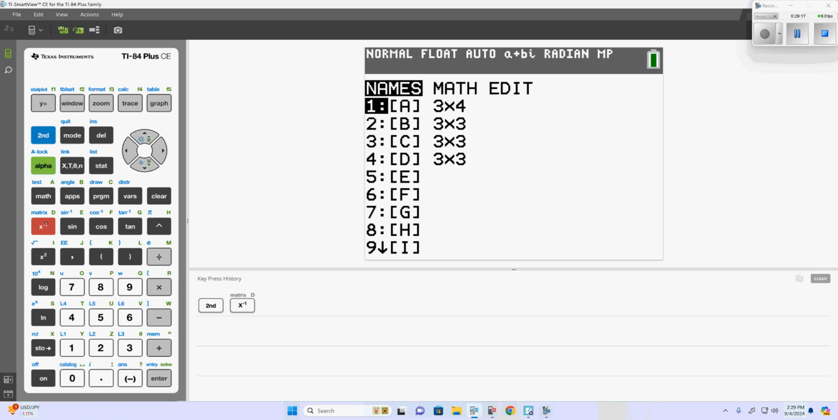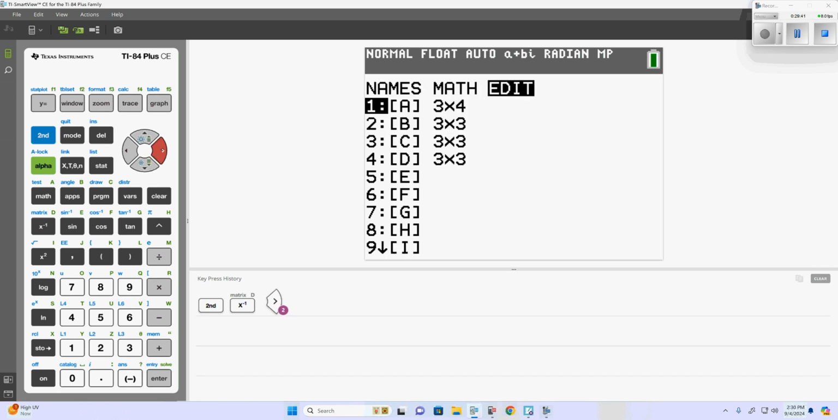Everybody see this? So the next thing you want to do is go over to edit. Also, at the bottom of the screen, do you see key history? It will list the key history. So second, x to the negative 1, and you're going to go over to edit.